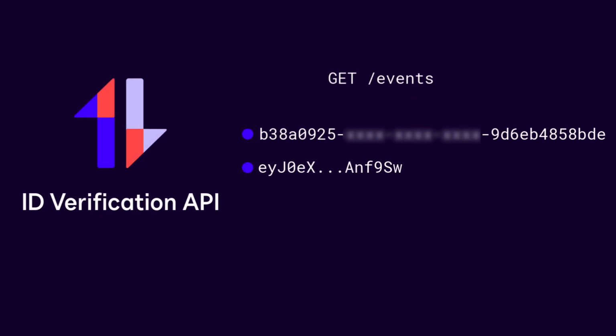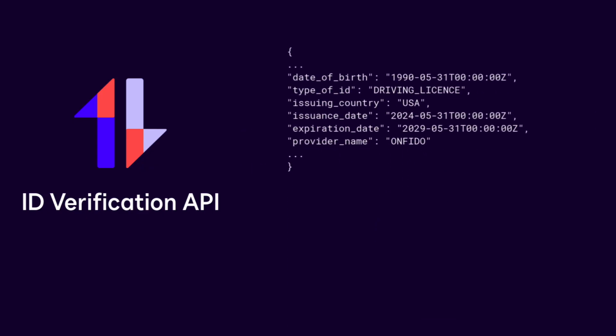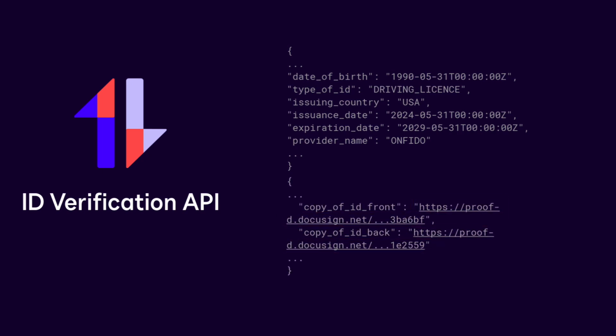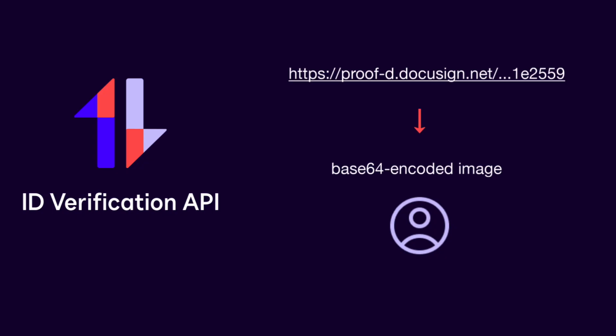You then use the recipient ID and resource token to call the events endpoint of the ID Evidence API. The response includes the data for the ID verification event that was saved based on the settings you configured for your account. If your settings include retaining ID images, the response also contains a unique URL for each image. When your integration calls one of these URLs, the response includes the base64 encoded image. Let's take a look at how you implement these actions with API requests.